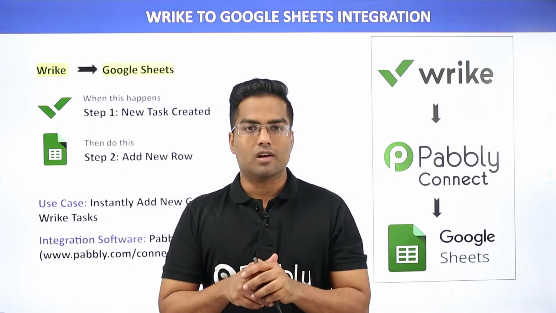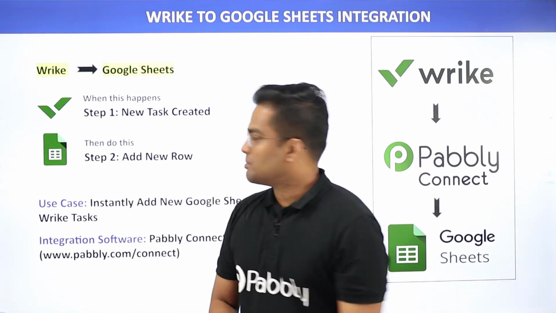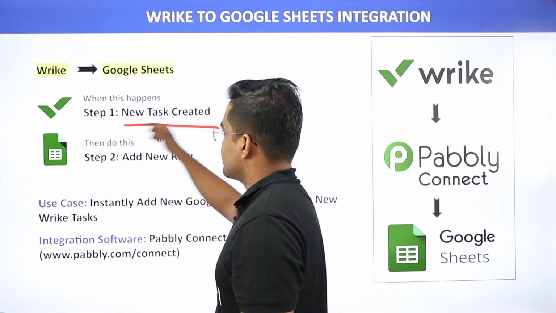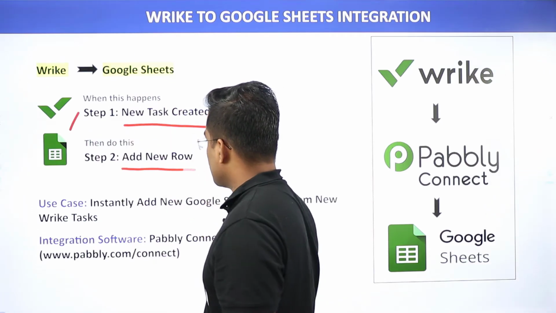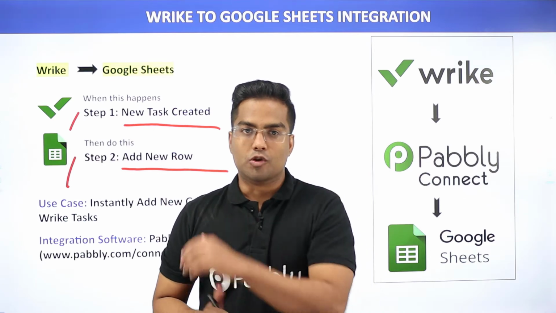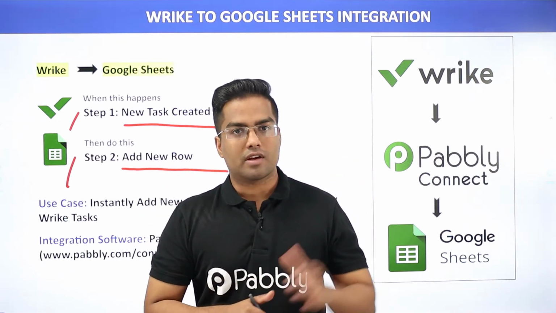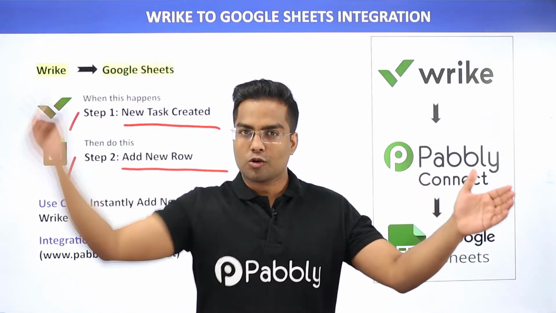So in this video we will learn how to integrate Wrike and Google Sheet. Our use case is pretty simple. When a new task is created in Wrike, it will automatically add a new row in Google Sheet. Now Wrike is an awesome work management tool and Google Sheet is your favorite spreadsheet program. So what we are going to do is send the data from Wrike to Google Sheet.